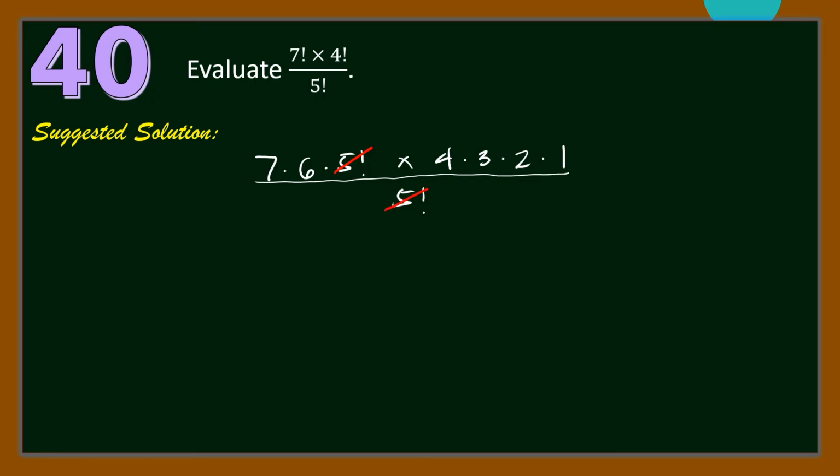Then we have 7 times 6, that is 42, times 4 times 3 times 2 times 1, that is 24. So we have 42 times 24. This is equal to 1008.